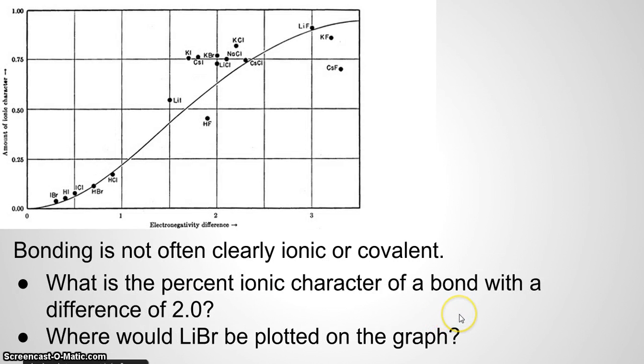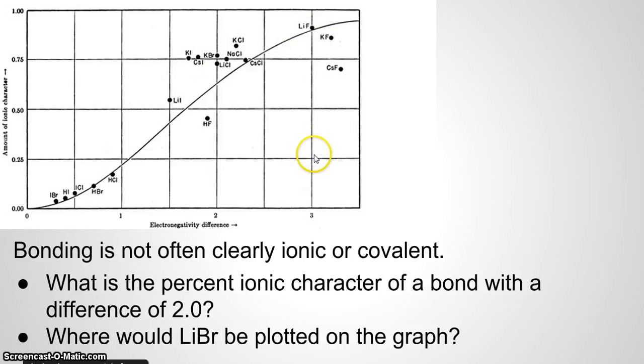Okay, now, like we said before, bonding is not often clearly ionic or covalent. It kind of varies depending on the difference in electronegativity. So what this chart shows us is a bunch of compounds and their difference in electronegativity is plotted, and then on this axis we're looking at the amount of ionic character. So the bigger the difference, the more ionic it's going to be. And this curved line is a trend line, so it kind of follows the general curve of our plotted points, as you can see here.